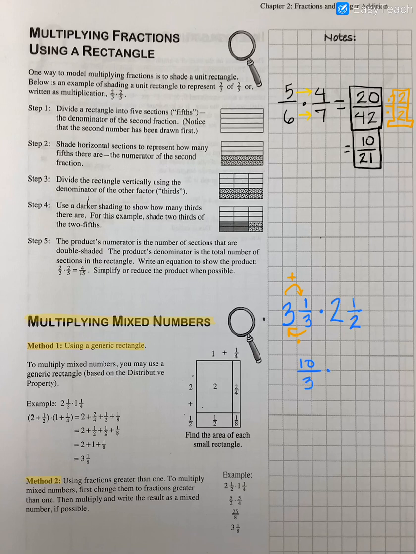Now we'll do the same thing for the second fraction. 2 times 2 is 4, plus 1 more is 5. So we have 5 halves. Now, as we did before, we can just multiply straight across. 10 times 5 and 3 times 2. 10 times 5 is 50. 3 times 2 is 6.